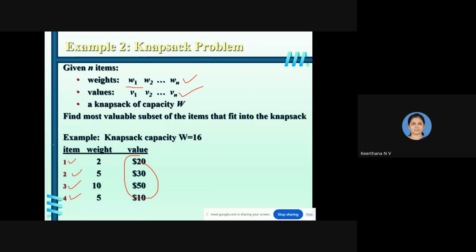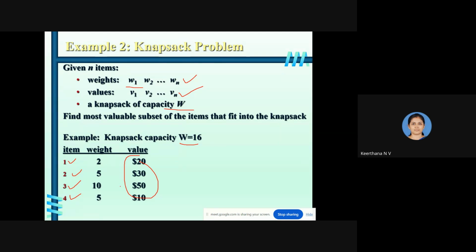So each and every graph is represented as a table here. The common weight capacity, the knapsack capacity, an integer W, is considered here, so that will be 16. Based on this table, I will follow the knapsack problem.